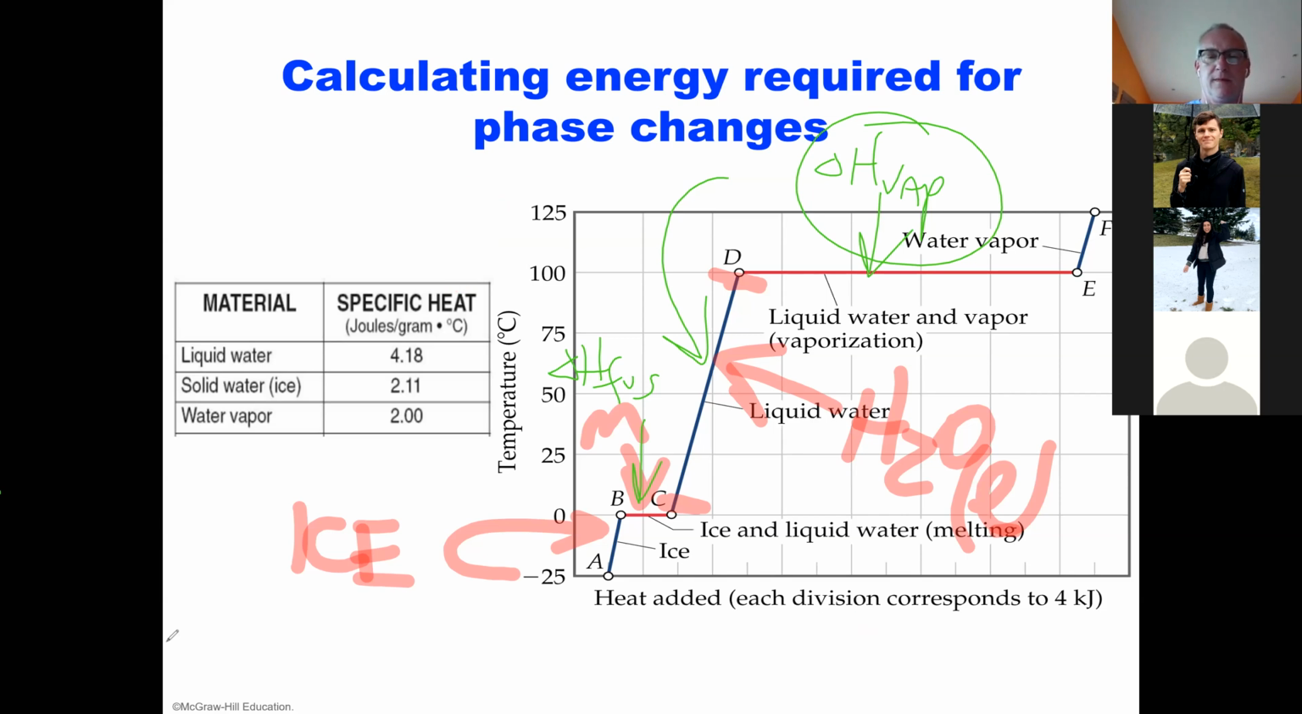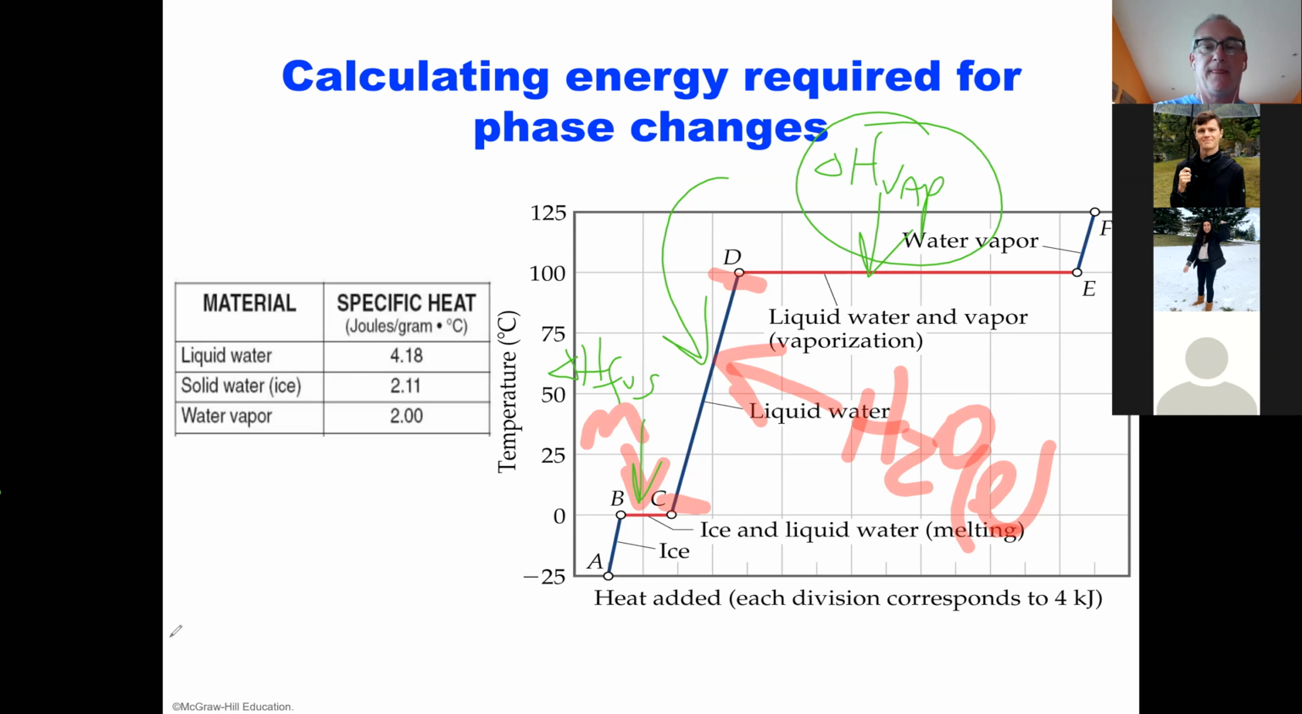Don't we have to calculate Q? Yeah, we do, that's exactly right. So what formula do we use for Q in that regard? Specific heat times mass times change in temperature. Bingo, exactly. Basically we have to calculate all of these changes.